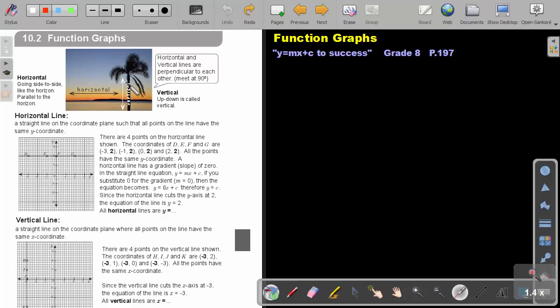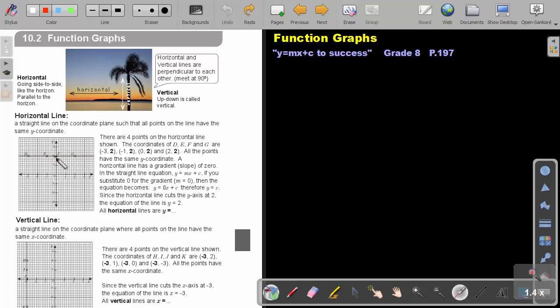Vertical, up or down, is called vertical. Horizontal and vertical lines are perpendicular to each other. They cut each other at a 90-degree angle. Horizontal line: a straight line on the coordinate plane such that all points on the line have the same y coordinate. So if you look at this, this is a horizontal line.